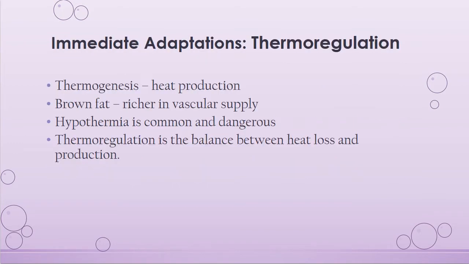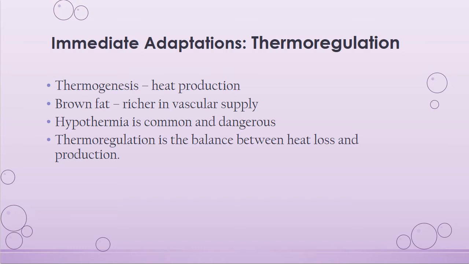Thermogenesis is heat production. Brown fat for them is rich in vascular supply. That's what helps them to maintain thermoregulation. Hypothermia, though, is common and it is very dangerous. Thermoregulation is the balance between that heat loss and the heat production. Adults will produce heat through shivering, but in newborns this mechanism is rarely operable unless they have been exposed to a cold environment over a prolonged period of time.